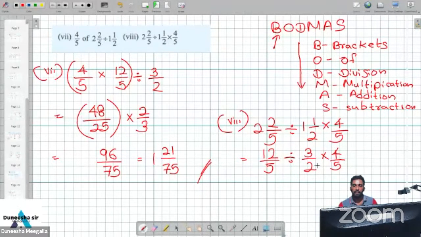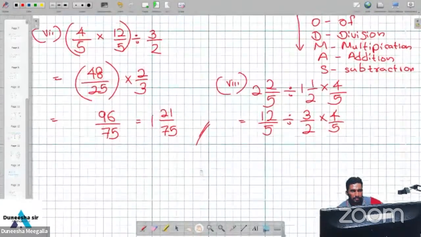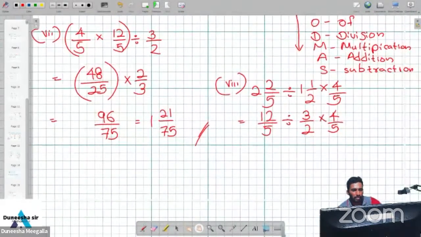What is the operator we have to do first? Which operator do we do first? Tell me. What is the operator we are doing first? Division. Yes, division. Okay.